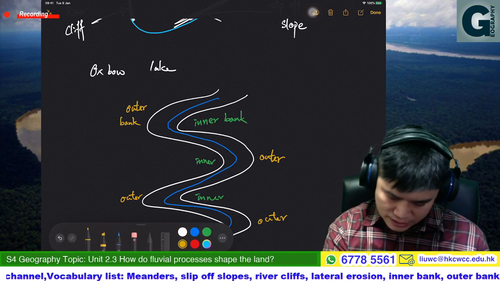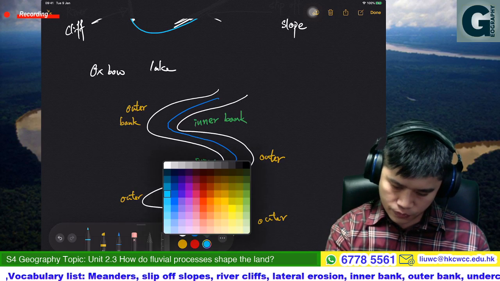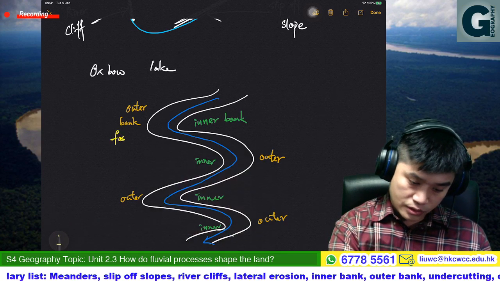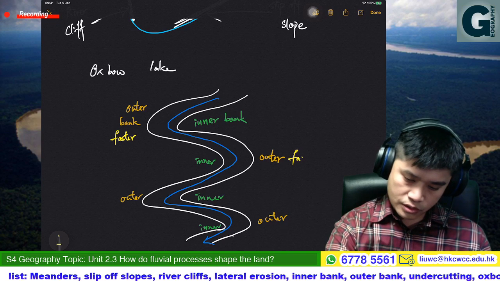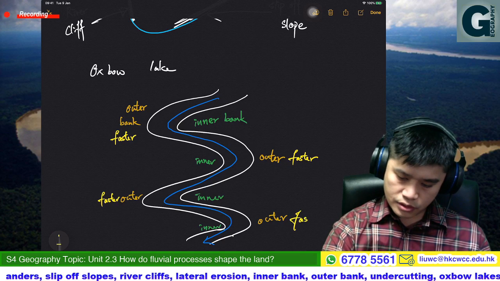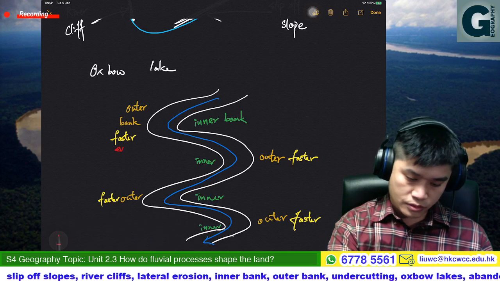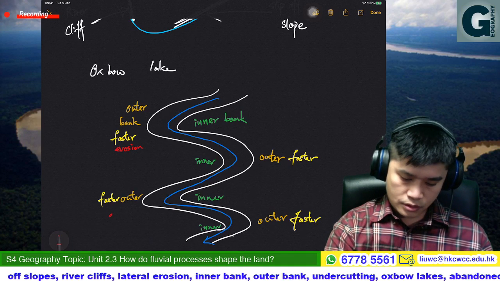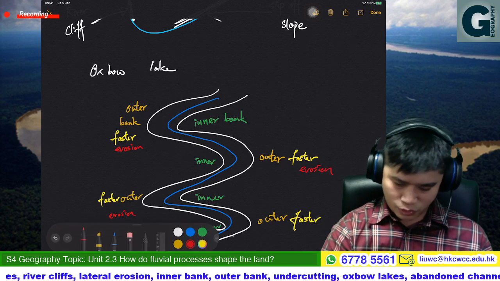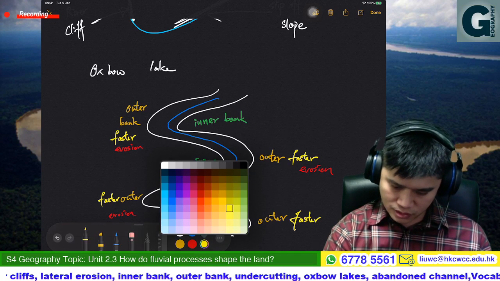Okay, so it is necessary for us to also mark the speed of the flow. In the outer bank, the flow is faster. So therefore, the major process would be erosion. Yes, we need to mark all. And then on the inner bank, the flow is slower.